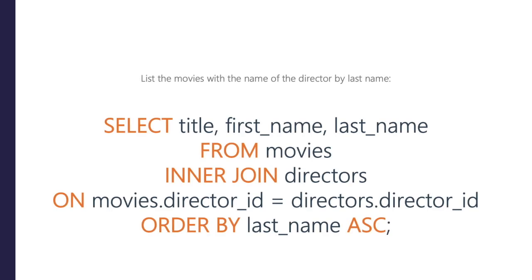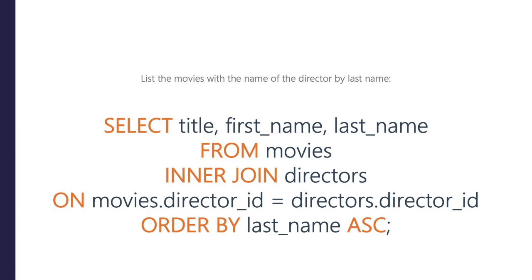Now we need to list all the movies in the database along with the first and last name of the director, and then order this list alphabetically by the director's last name. We're going to use select. We're going to select the title, the first name of the director, and the last name of the director, which means we're going to have to pull information from the movies and the directors table. We're going to pull in from movies.